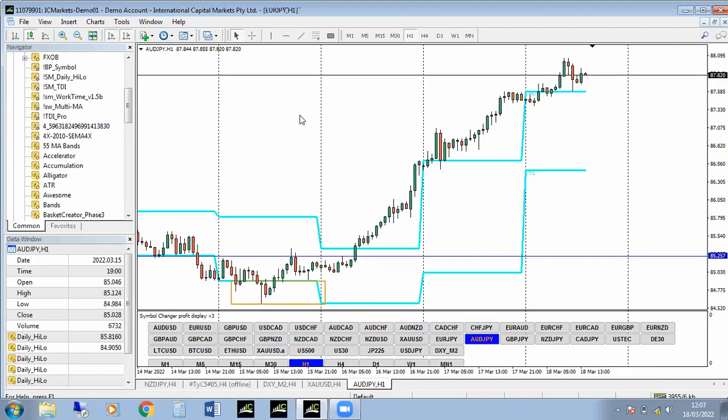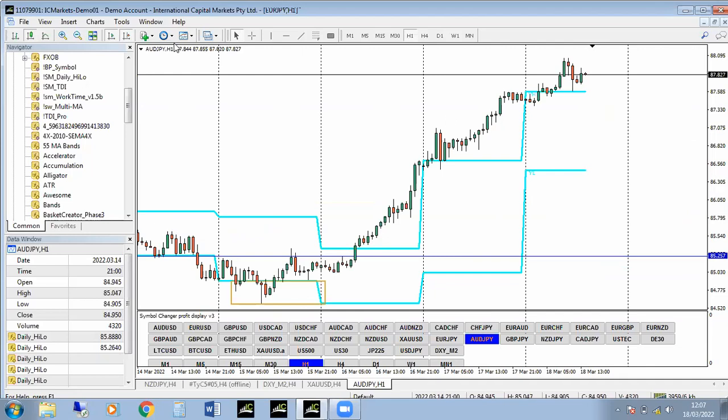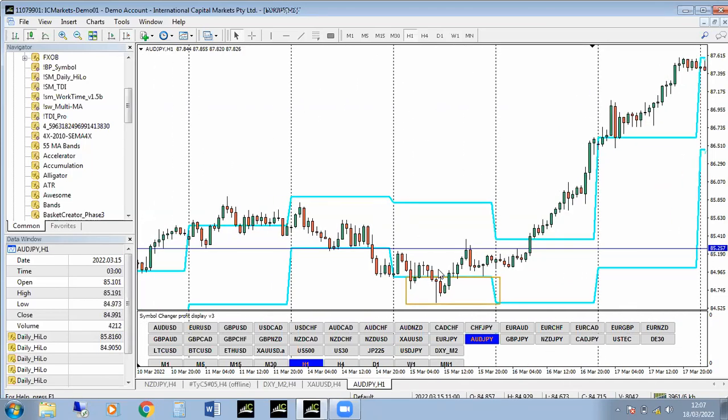Now, if you are using the high-low indicator, what you want to see on any day where you have a potential trade is a step down. That's basically what you want to see. If you see a step down like this, your discount conditions have been met.